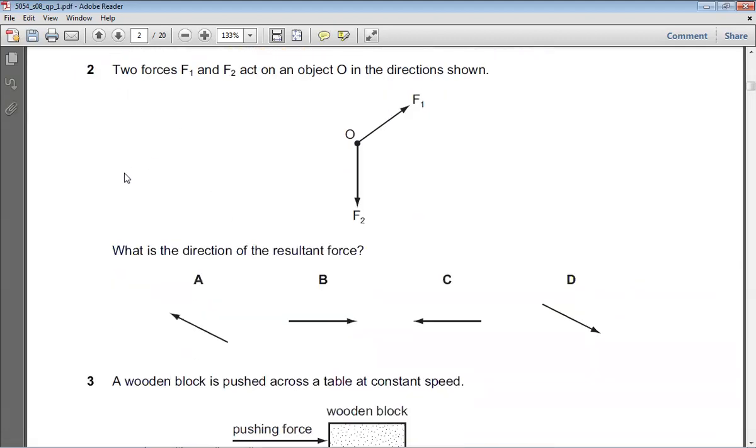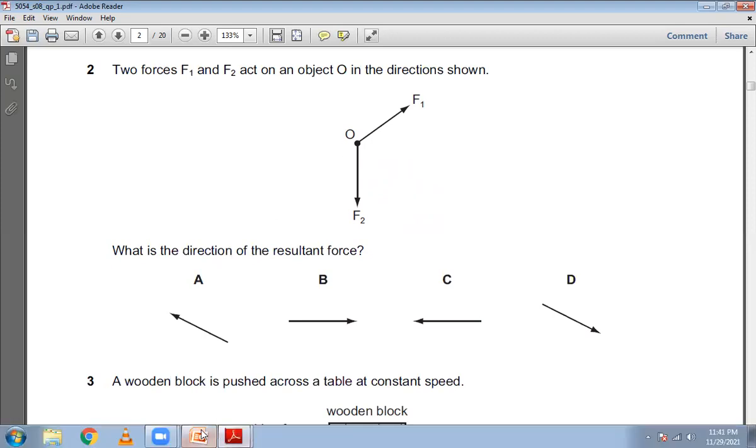Two forces, F1 and F2, act on an object O in the directions shown. What is the direction of the resultant force? So here you have two forces, F1 and F2, and you want to find out their resultant. I will use the parallelogram law to find the resultant. Let me show you my work.